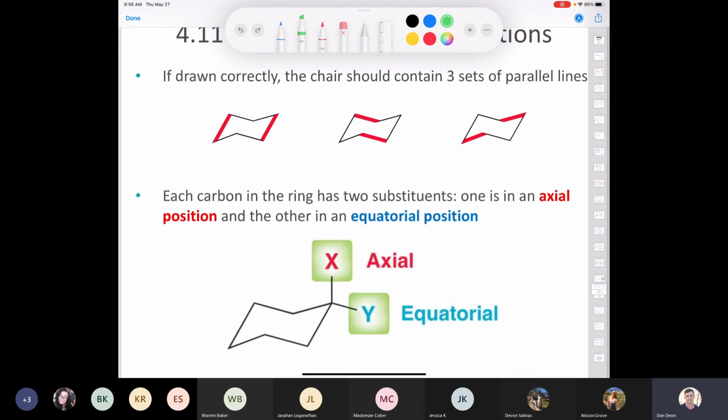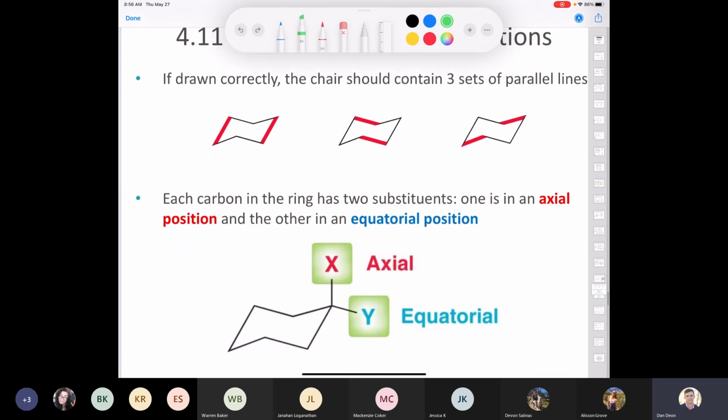I'll just tell you that flat out. Why? Because your next quiz is going to be a multiple choice quiz. But anyhow, if you draw the chair correctly, it should contain 3 sets of parallel lines, as I showed you.